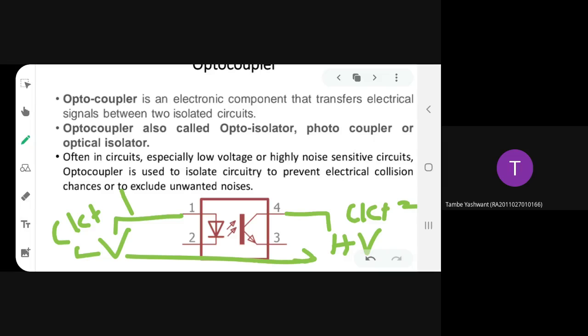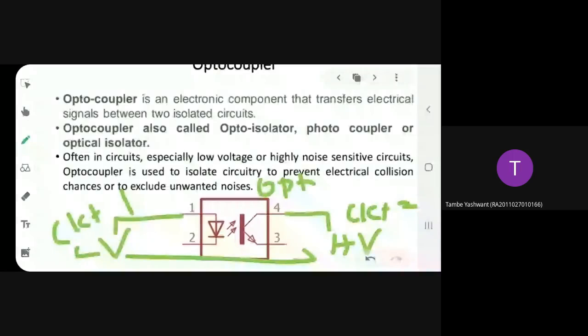It will not work out properly. So you want an optocoupler or opto-isolator in between. Otherwise, suppose you want to separate one particular circuit from a noisy circuit, then for all these applications you can make use of an optocoupler or opto-isolator or photocoupler. So where are you going to use this opto-isolator? Why do you need to have an opto-isolator or optocoupler?